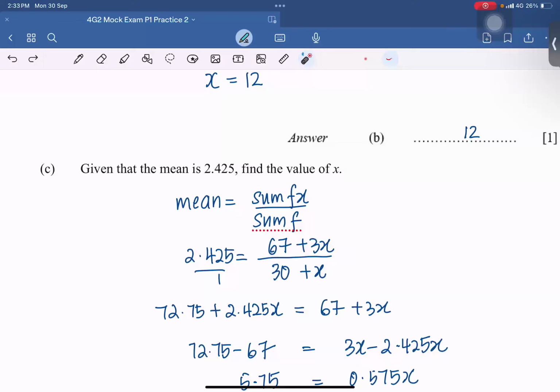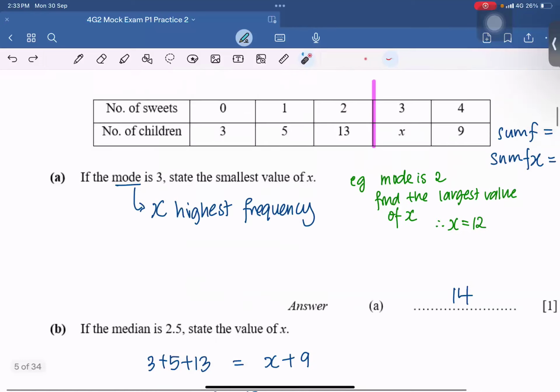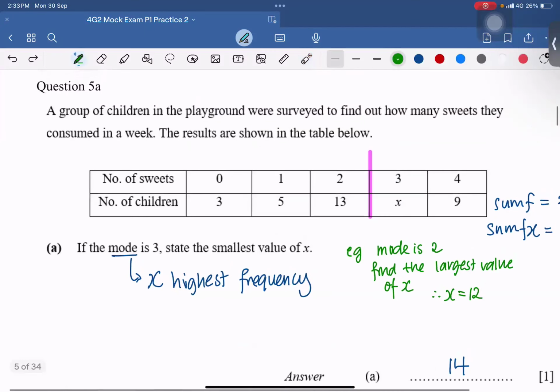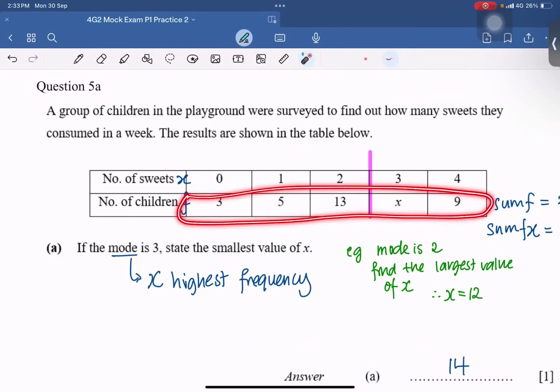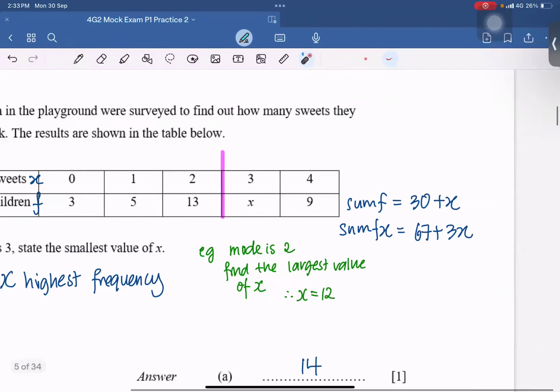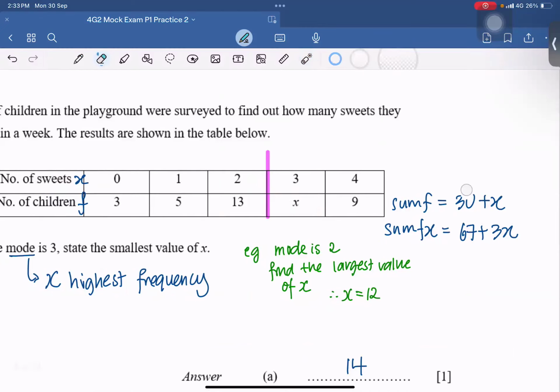Just follow the steps. Mean is equal to sum fx over sum f. First, let us find what is our data. Data is the x over here, correct? Then the number of children is my frequency. So what we can do, we add up the total frequency first. Remember, this is plus x. So it's going to be something plus x, not something times x. So it's something plus x, okay?